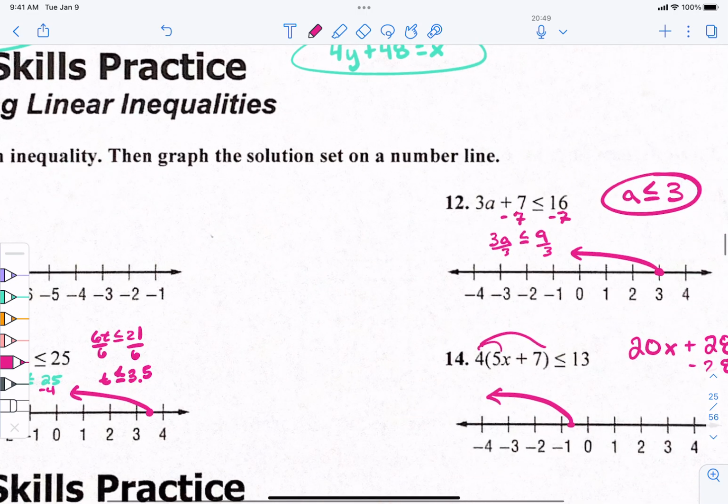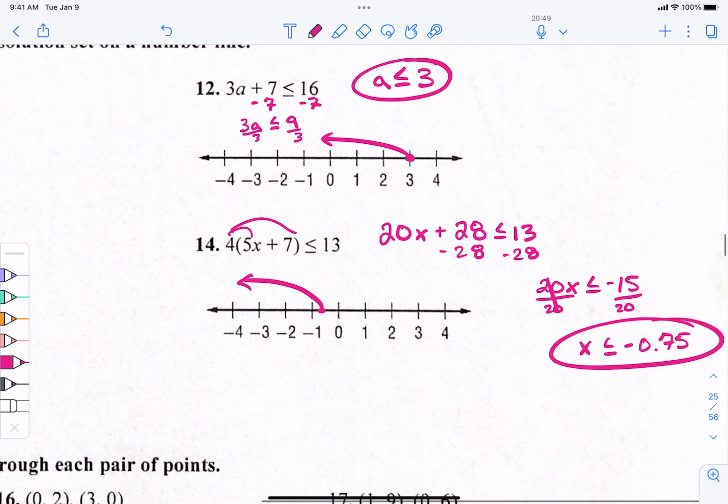And then these two right here. What'd you get for 14? Negative 0.75 or negative 3/4. If you write it as a fraction, that's fine as well. Negative 15 over 20. Okay, you get through those? We're gonna be the same.